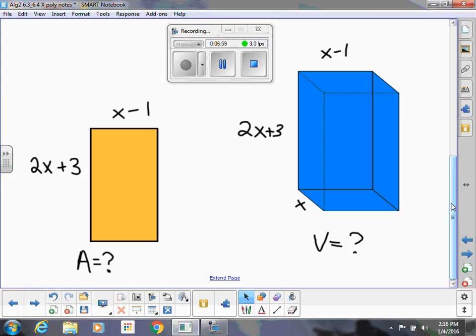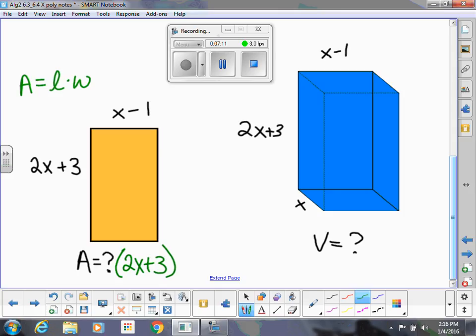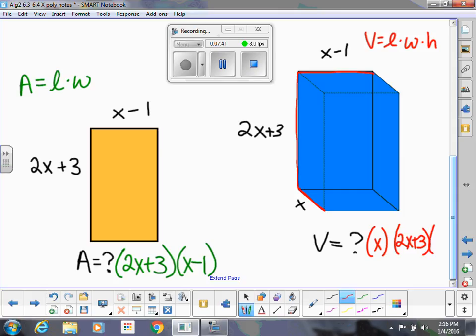So for this rectangle over here, I'm still doing length times width, but here I'm going to be doing 2x plus 3 times x minus 1. Okay? And then we'll talk about how to simplify that in just a minute. Over here with the prism, our volume is still length times width times height. All right, but here they're not just numbers. So I'm going to start down here with this. Okay, so I'm going to have the x times the 2x plus 3 times the x minus 1.